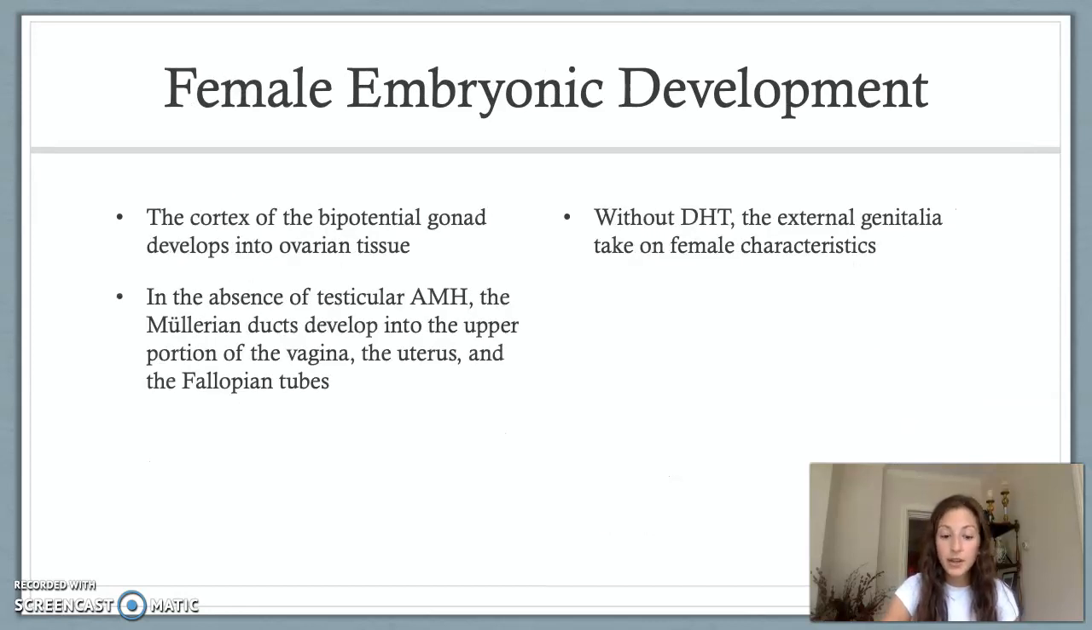For female embryonic development, in female embryos which have no SRY gene, as discussed before, the cortex of the bipotential gonad develops into ovarian tissue. Research indicates that female development is more complex than originally thought, with multiple genes required for the development of functional ovaries. In the absence of testicular AMH, the Müllerian ducts develop into the upper portion of the vagina, uterus, and fallopian tubes. Fallopian tubes are also called uterine tubes or oviducts. Without testosterone, the Wolffian ducts degenerate, and without DHT, the external genitalia take on female characteristics.